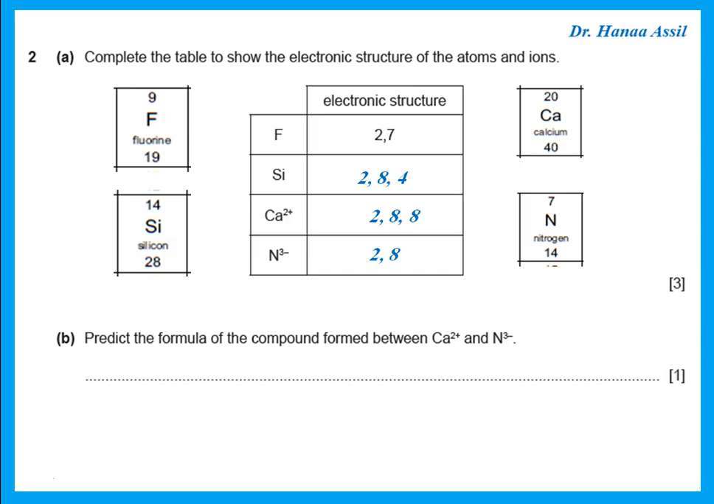N3-, that means I have a valency of 3. And we said when we write the formula, we put the valency of one under the other. So if I'm writing calcium nitride, the calcium valency 2, I put the 2 under nitrogen. The nitrogen valency 3, I put the 3 under the calcium. So this is the formula for this compound.